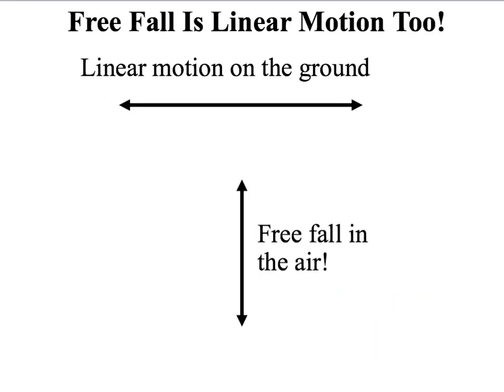Now this unit is about linear motion, and what we've been talking about so far is linear motion on the ground, so things pretty much moving left or right. Or when you did the lab where you're moving towards or away from a motion sensor, that was also linear motion. But free fall, up in the air or down to the ground, that is linear motion too, because that's in a straight line up and down instead of side to side.